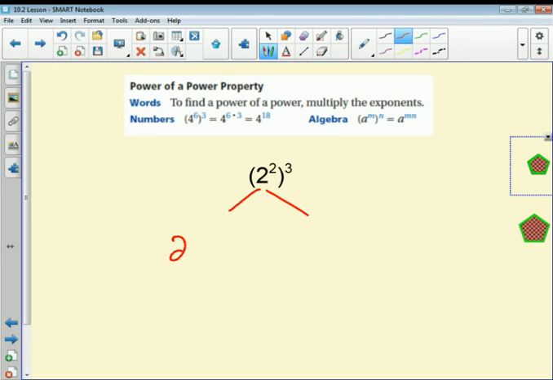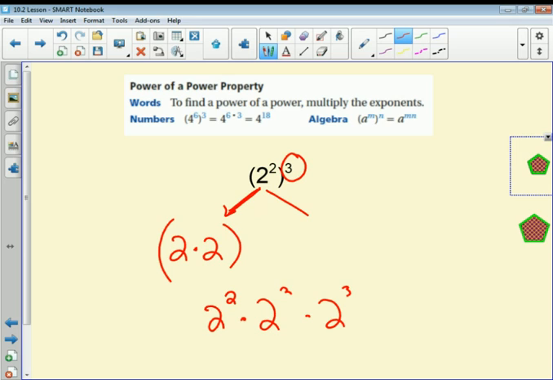It would look like 2 to the power of 2, which is that. There's one set, right? Because that is to the power of 2. We are going to do that 3 times. So we could either look at it like that, or we could look at it like this: 2 squared times 2 squared times 2 squared. See how we have 1, 2, 3 times of that happening.